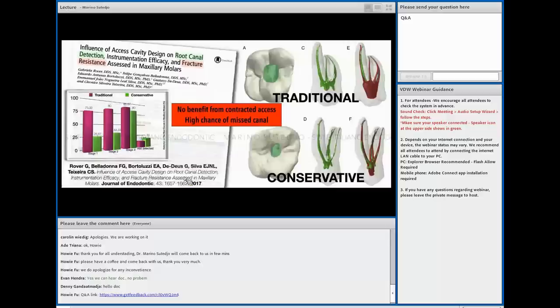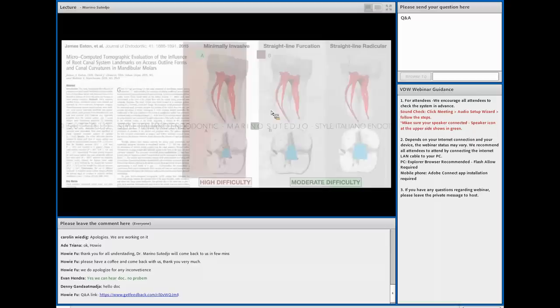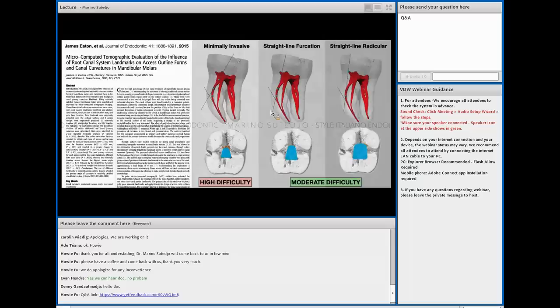And we need to understand, if you try to do a conservative access cavity, from this journal you don't gain much benefit other than saving tooth structure, because there is also a high chance of a missed canal. And why is there a high chance of a missed canal? Because if you do a contracted access, you may have less visibility of your root canal anatomy. And if you don't have that much visibility, I think it will be dangerous, because you cannot see all the possible variations of the root canal anatomy. And not to mention, a conservative access cavity also increases the difficulty level of our instrumentation.